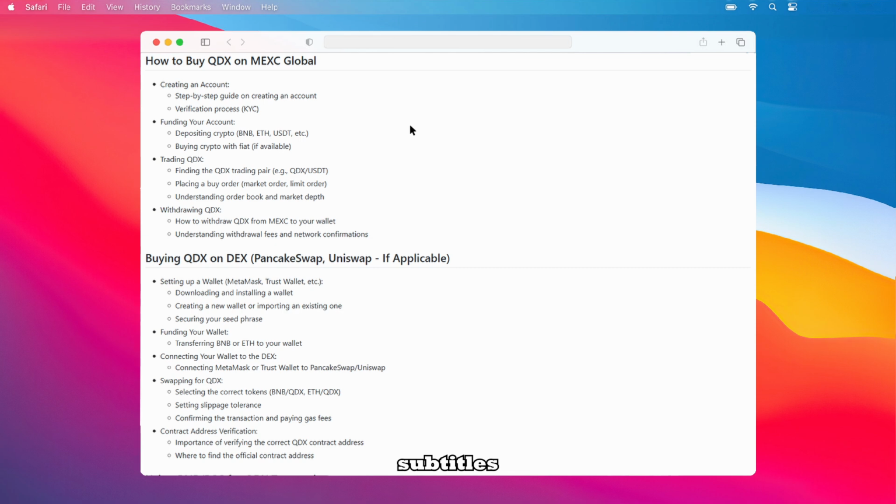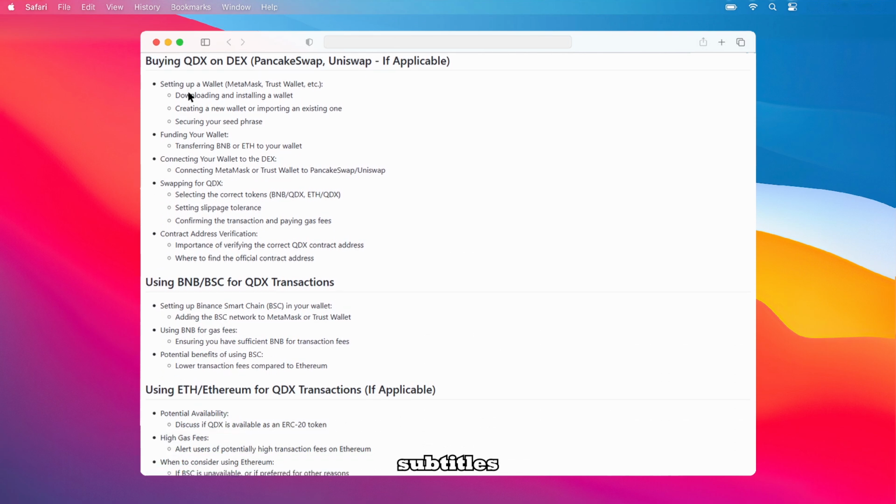After that, connect your wallet to the DEX, like connecting MetaMask or Trust Wallet to PancakeSwap or Uniswap. Now you can swap for QDX by selecting the correct tokens, such as BNB/QDX or ETH/QDX. Set your slippage tolerance, which is the acceptable difference between the expected price and the executed price, and confirm the transaction, paying the gas fees. It's crucial to verify the correct QDX contract address to avoid buying fake tokens. You can usually find the official contract address on the QUIDAX official website or official social media channels.